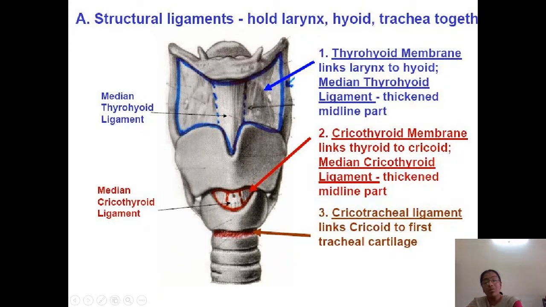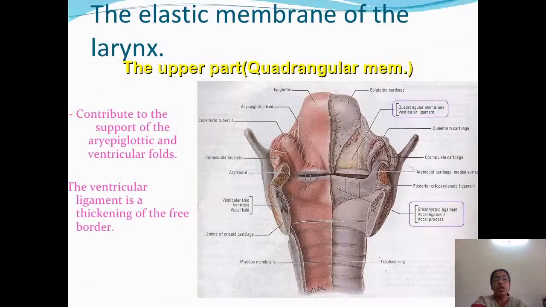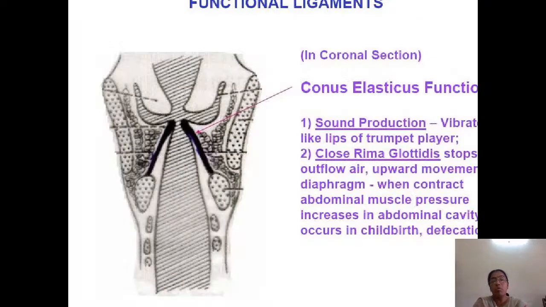When you see it, all the structures lie in a straight, sequential manner because of these membranes and ligaments. Next, this is what you have seen in the anterior view. Posteriorly, the only membrane present is the quadrangular membrane, which is helpful for the attachment of the epiglottis to the arytenoid cartilage. So this is the only important thing.